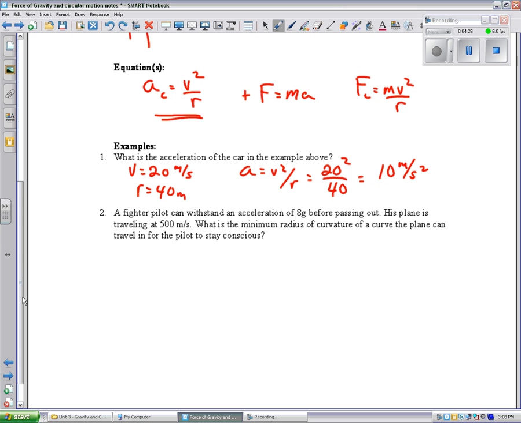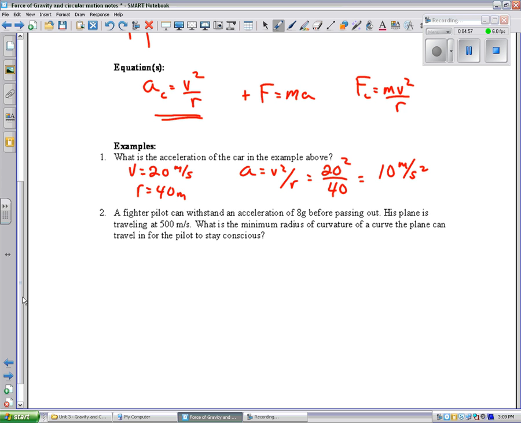Next example, a fighter pilot can withstand an acceleration of 8 Gs before passing out. You may have heard that term, 5 Gs, 8 Gs, 6 Gs. For human beings, if we get too high of an acceleration, too many Gs, you're going to pass out. For people, it's usually around 5 Gs. Fighter pilots train so they can withstand more, maybe up to 8 or 9 or 10 Gs. But eventually, if they get a big enough acceleration, they're going to pass out. And that's kind of bad if you're flying a plane.